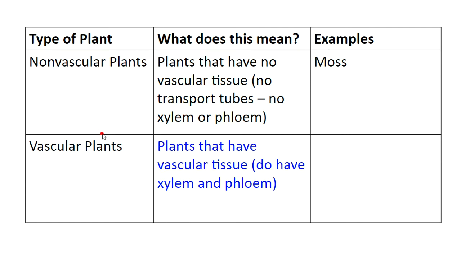And then vascular plants are plants that do have the vascular tissues. So they do have xylem and phloem. And these are the plants that we're probably more familiar with. Angiosperms would be our flowers, our grasses. Gymnosperms, those are going to be your evergreen trees. And then, of course, ferns. So these plants can grow very tall and very wide because they do have tissues that can transport materials farther away from the roots.